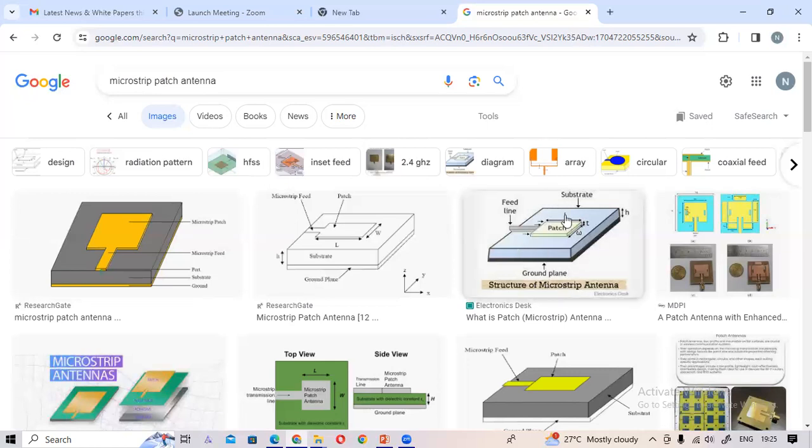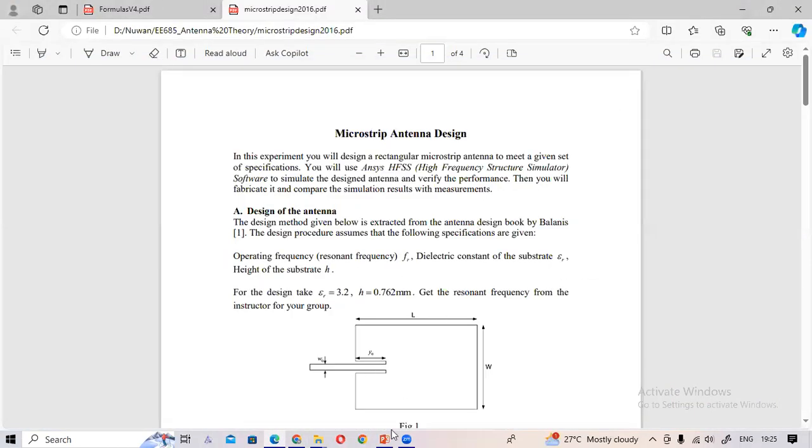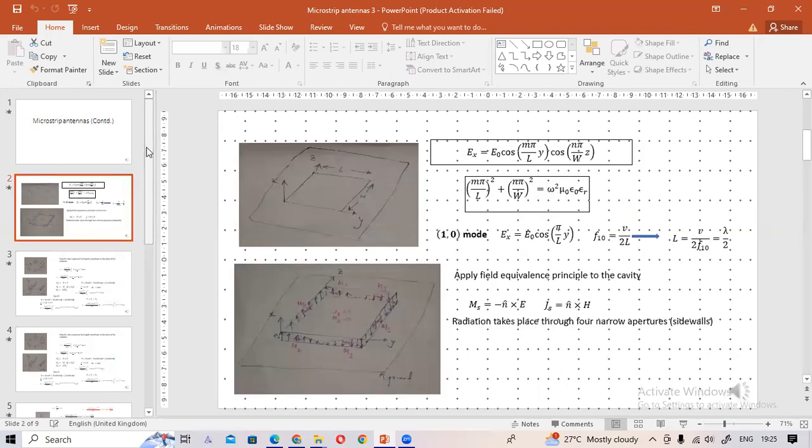These microstrip antennas are available in our phones, in Wi-Fi routers. In many places, we employ these microstrip antennas. First of all, you have to identify one thing. It is like this. You can see that here, the microstrip antenna is shown here.